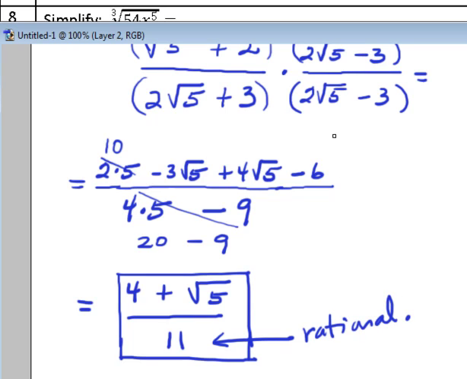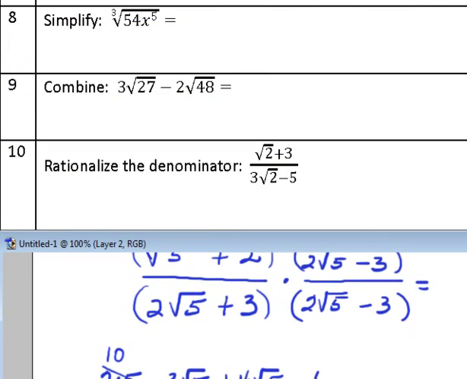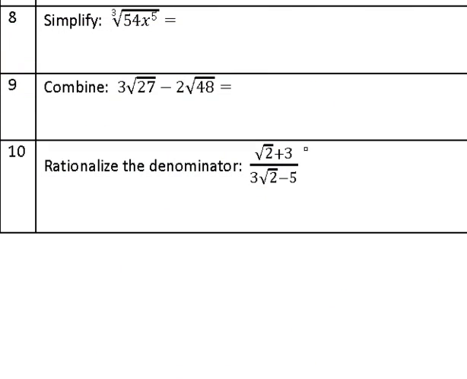Okay, so you're ready to do the last problem on the quiz. That's question 10. There it is. Okay, so copy it down. Question 10. And finish off the quiz. Okay, good luck.